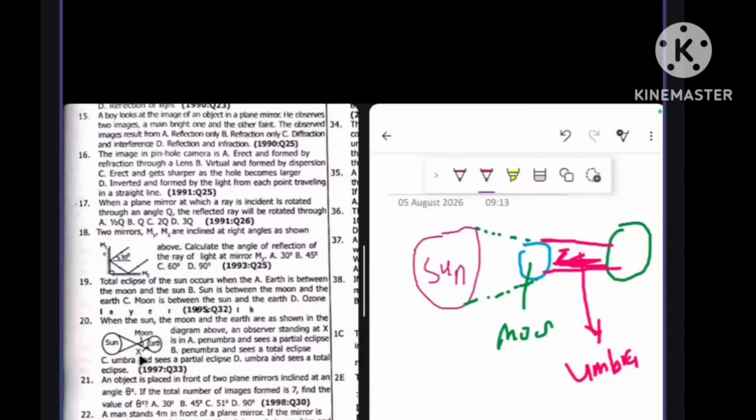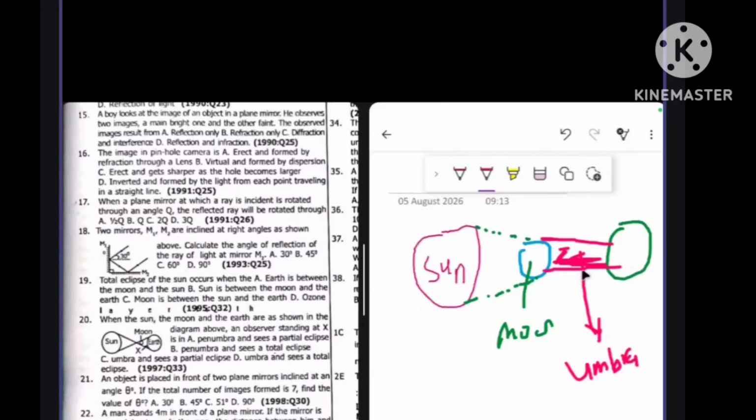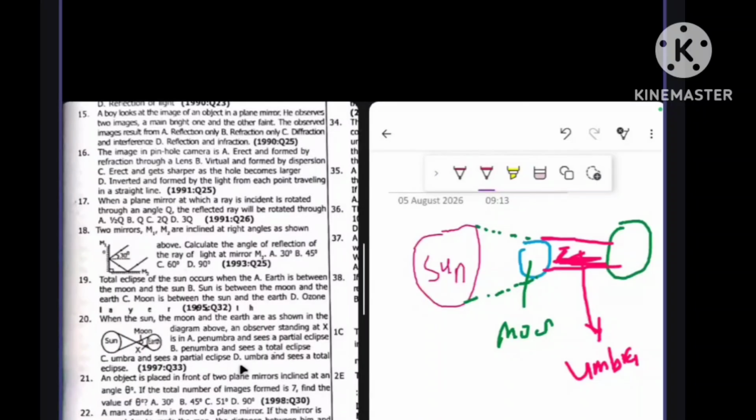Now, if you look at it in comparison with the position of this person, the observer standing at X is at what position? It is at the umbra position. So that means it eliminates option A, it eliminates option B. We're left with option C and option D. Now, based on the position of the person, which is the umbra, the portion of total darkness, what would this person experience? Would it be a partial eclipse or a total eclipse?